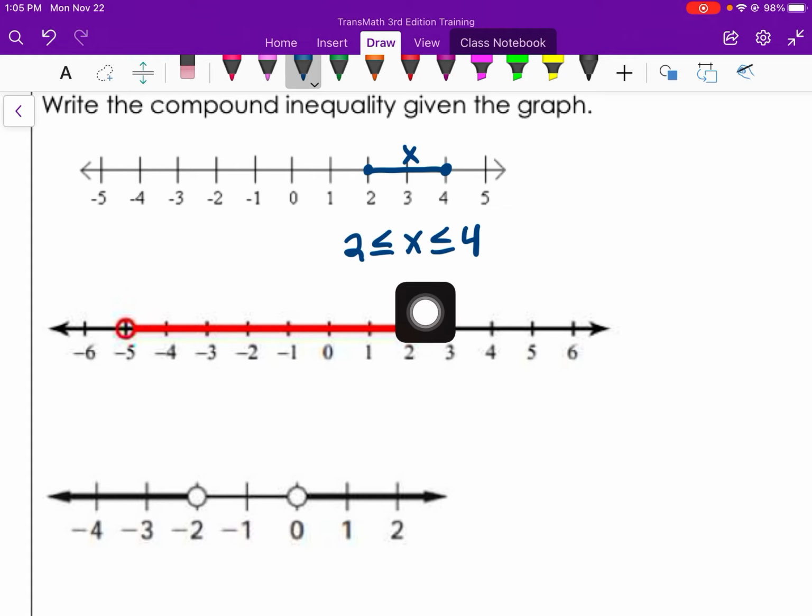We face the x in the middle, so we point at the smaller number on both sides. They both face the same direction. We're between 2 and 4. Both closed circles, so both inequalities have an equal to.